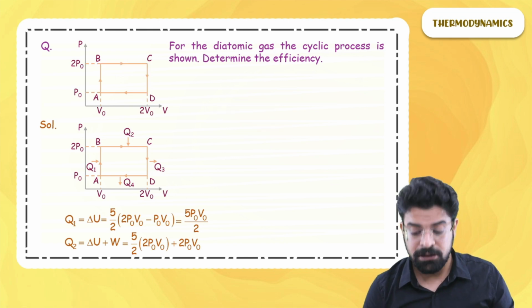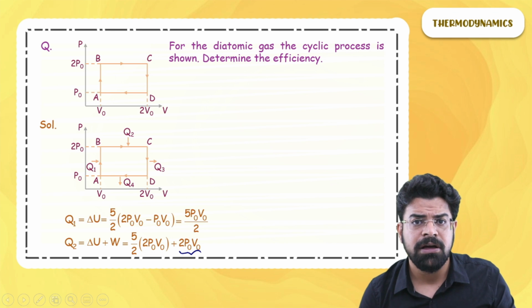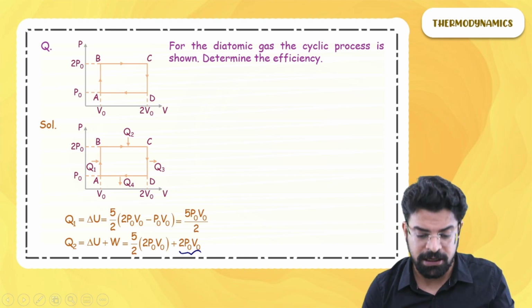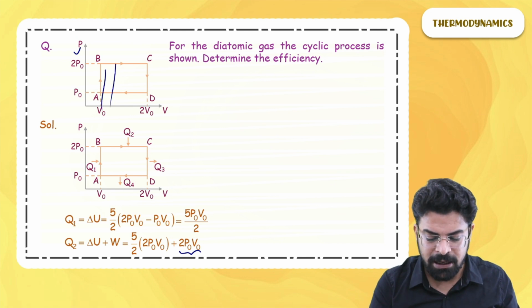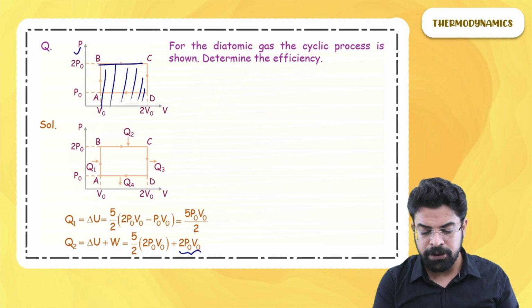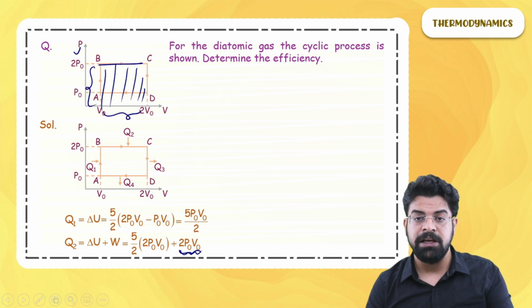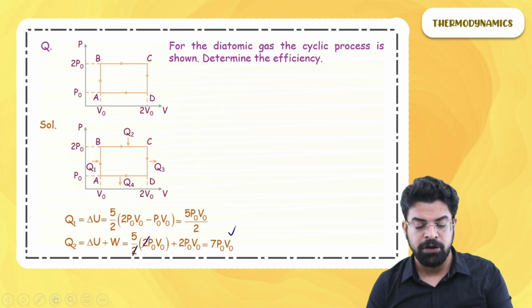Plus the work done. From B to C, you have isobaric expansion. In isobaric expansion, the work done is pressure times change in volume, or simply the area under the process BC, and that will be nothing but 2 P naught, the height, into V naught. So the work done will be 2 P naught V naught. When you add them up, you get 5 P naught V naught plus 2 P naught V naught. That comes out to be 7 P naught V naught.